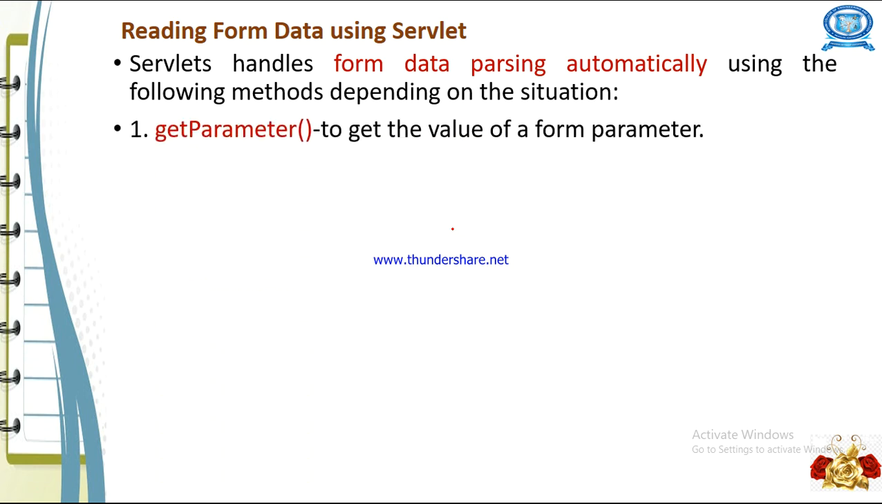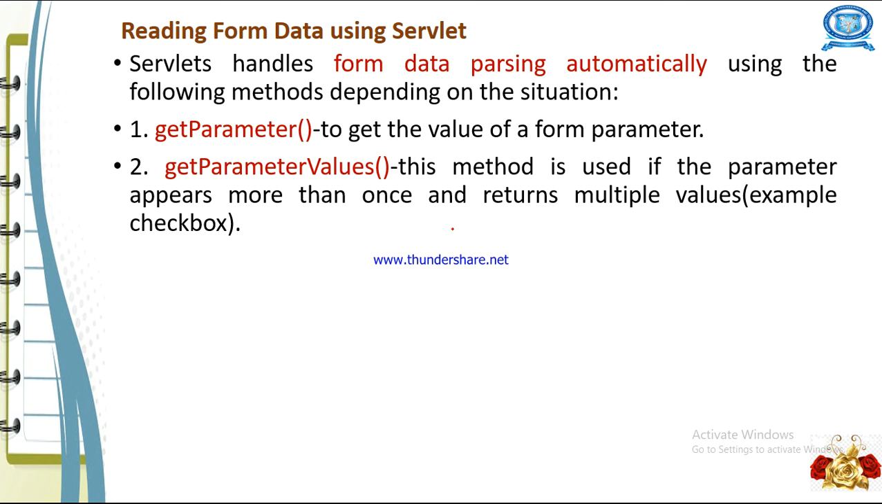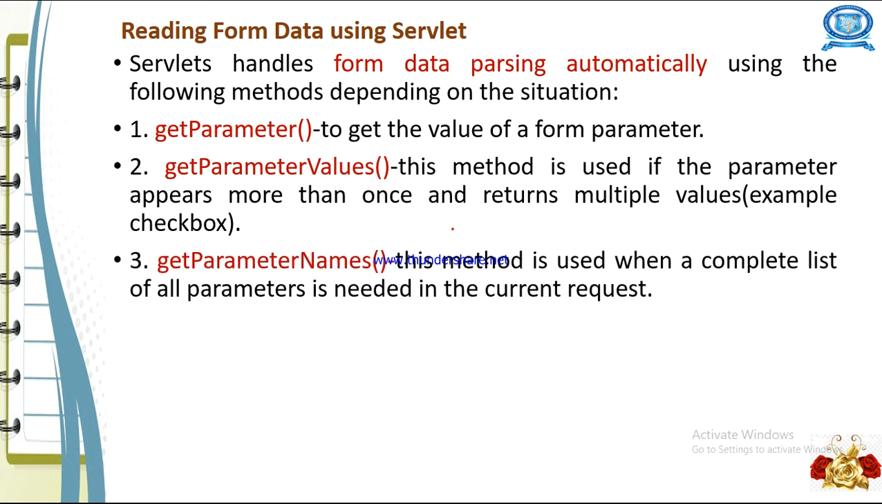The first method, getParameter. It is used to get the value of the form parameter. If I am going to submit any kind of form, I use this getParameter and getParameterValues. This method is used when a parameter appears more than once and returns multiple values. Then getParameterNames. This method is used when a complete list of all parameters is needed in the current request.